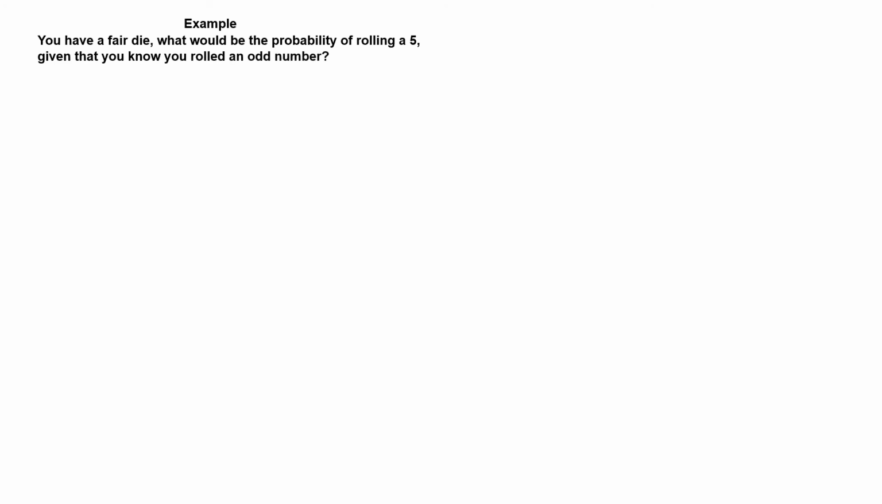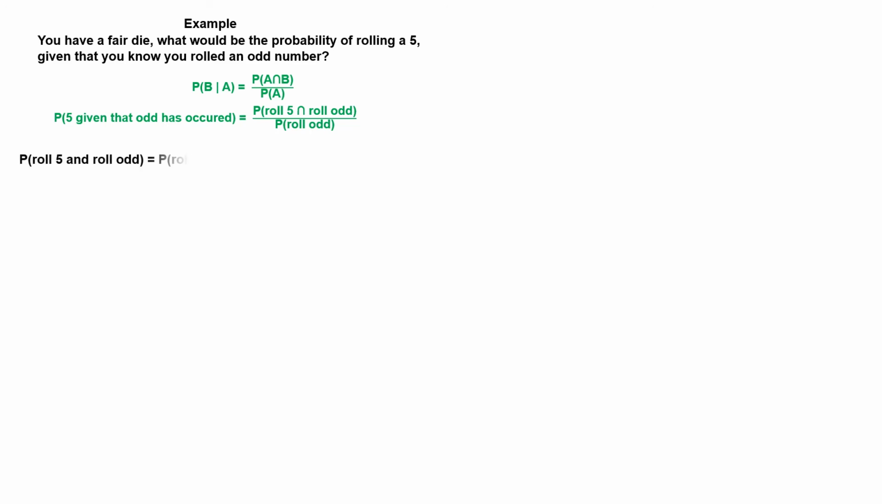Example. You have a fair die. What would be the probability of rolling a 5, given that you know you rolled an odd number? This is a given that problem, so we can use the conditional probability formula. The probability of 5 given that odd has occurred is probability of 5 and odd over probability of odd.